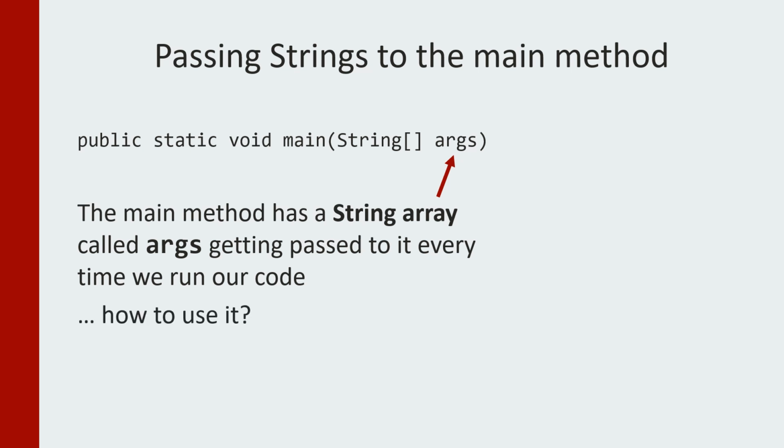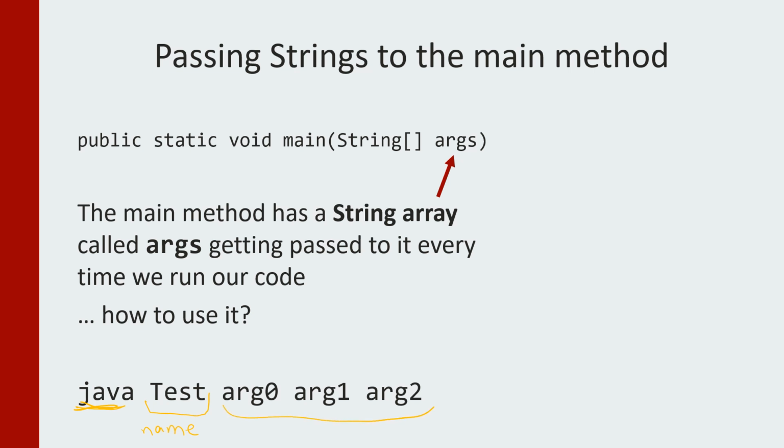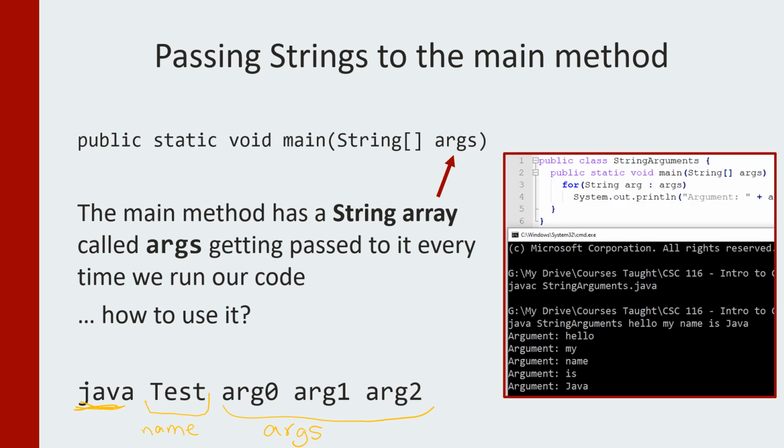So how do you use it? Well, all you're going to do if you're running your code is you're going to do Java, right? That's how we always run our code. Whatever the name of the program is, and then your list of arguments, which are separated by spaces. Let's look at a more fleshed out example.